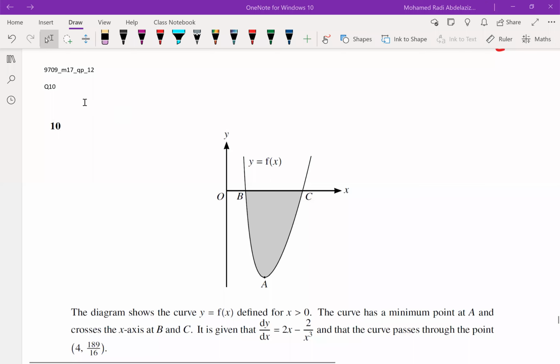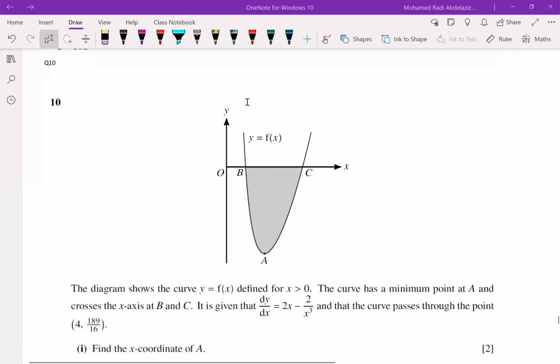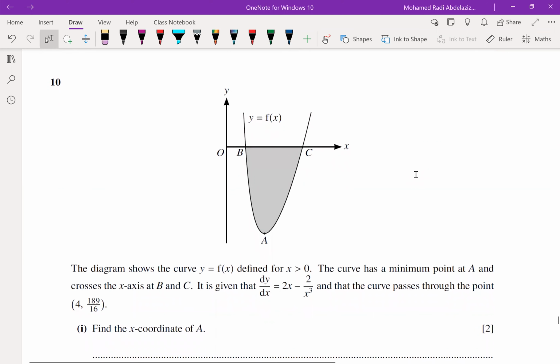In this tutorial, I'm going to solve question number 10, February/March 2017, variant 2, because it's only one variant. We already have function f of x sketched. The diagram shows the curve of f of x, where x is more than 0.